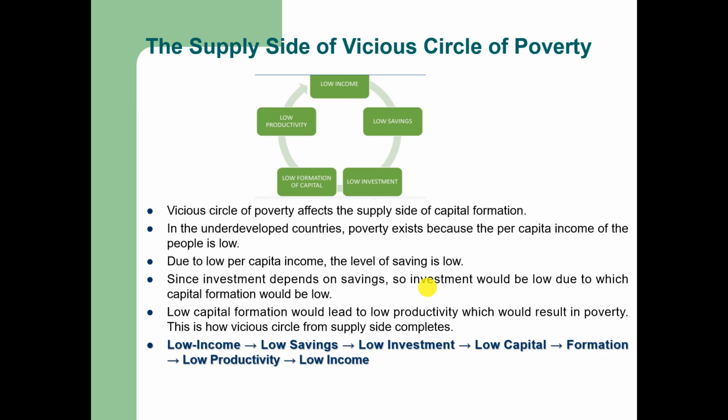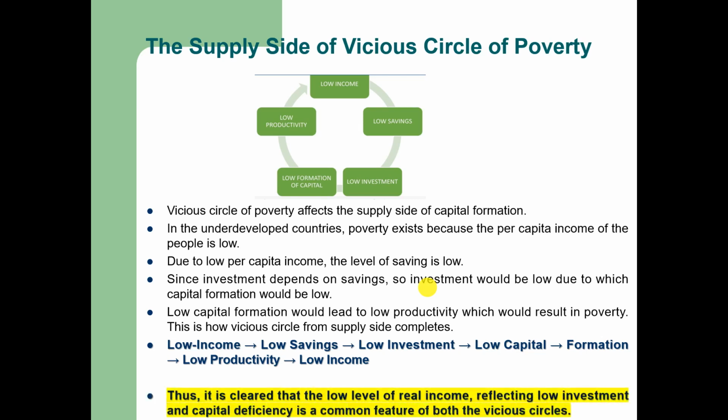So again, this shows that low income leads to low savings, and that leads to low investment, and low investment leads to low capital formation, and low capital formation would lead to low productivity and low income. However, we must keep in mind that it is clear from the explanation of both the demand side and supply side vicious circles of poverty that the low level of real income, reflecting low investment and capital deficiency, is a common feature of both the vicious circles of poverty. That is, it is the main cause of poverty in both the demand side and supply side of the vicious circle of poverty.